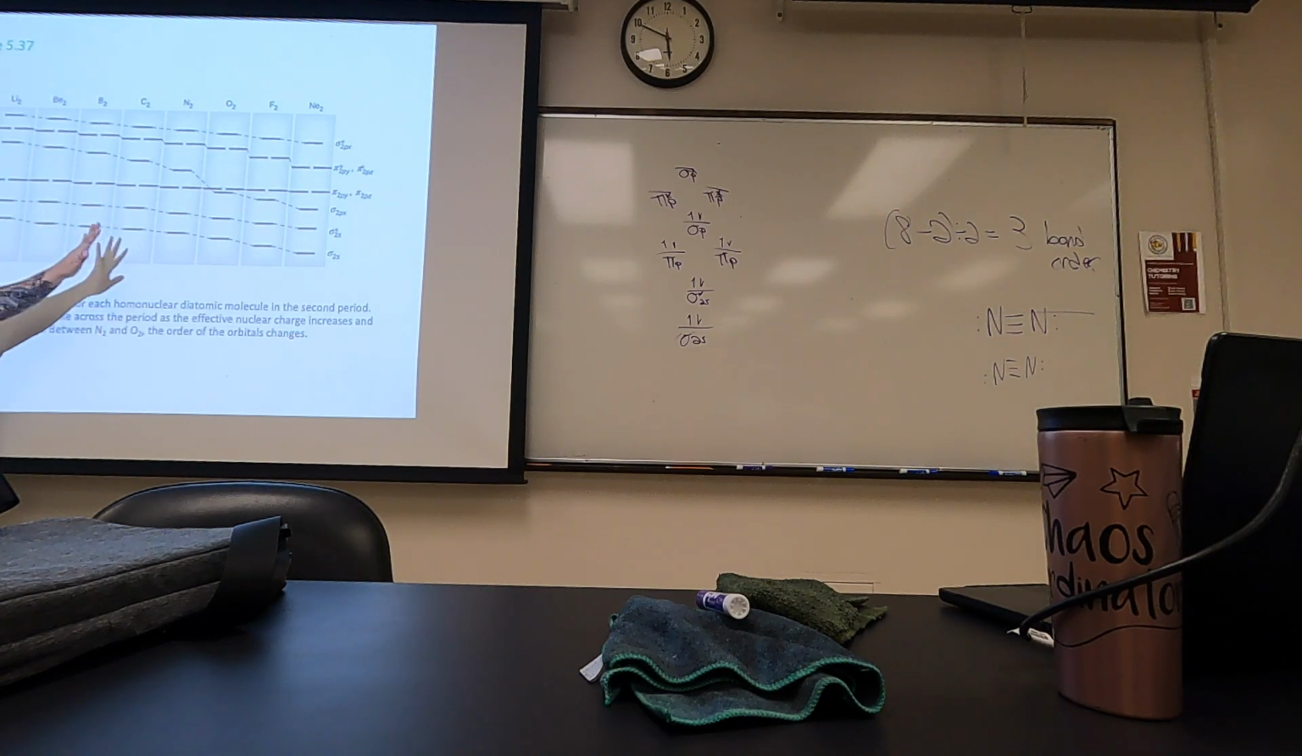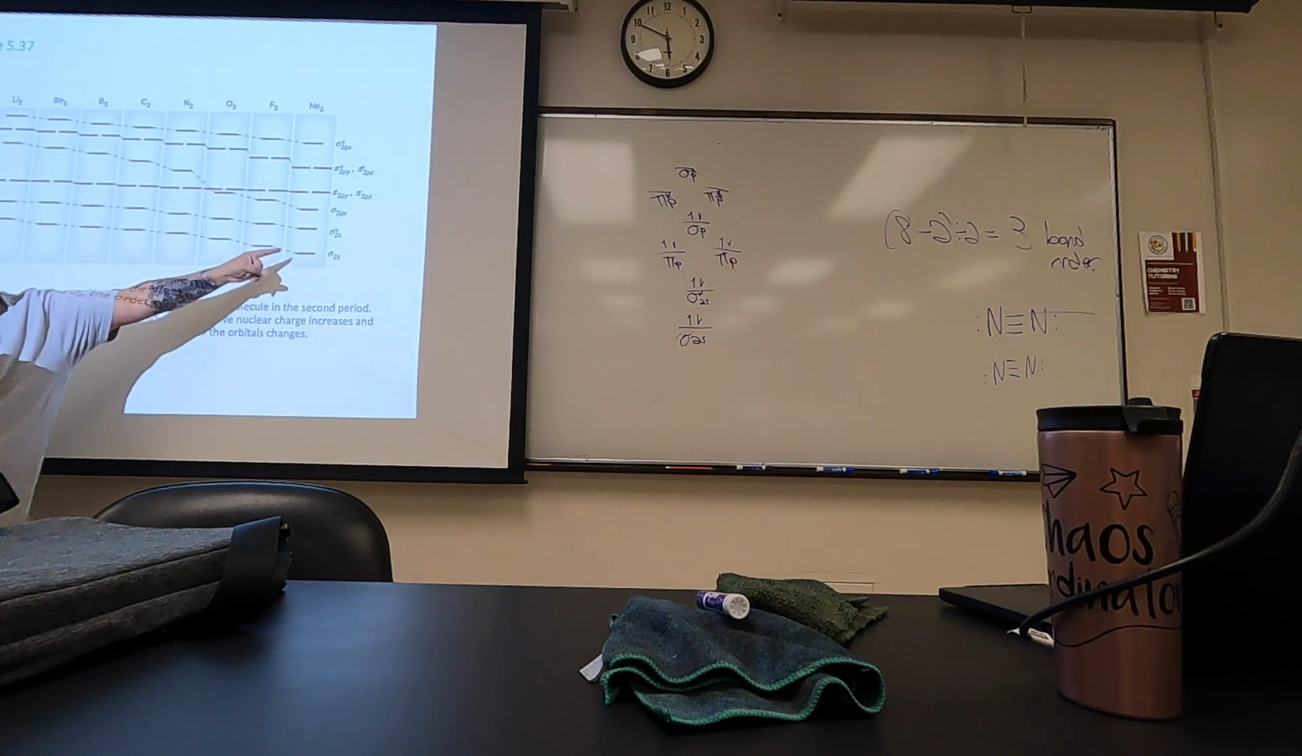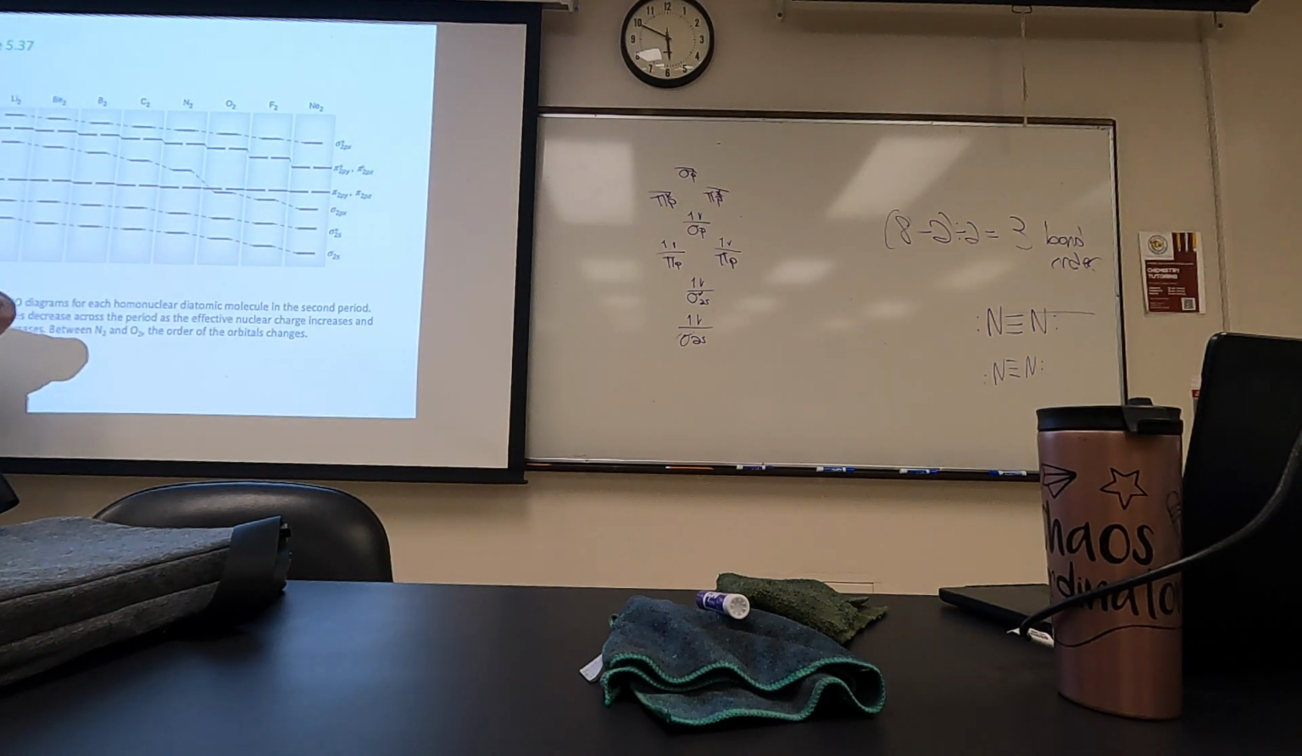Beyond neon, these get more complex, right? So we don't want to complicate this too much. We are only going to be doing molecular orbitals from lithium to neon in that second energy level. Okay, so 2s, 2p is what we're going to focus on. But notice what happens to the energy of the orbitals here.